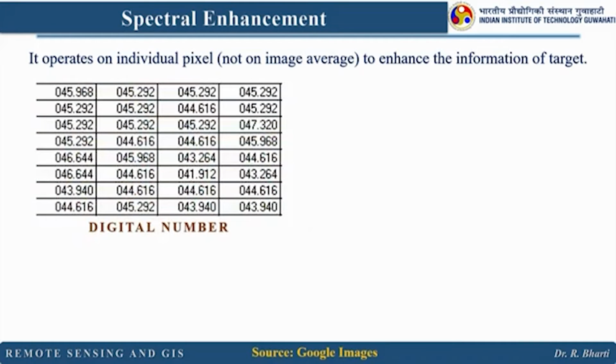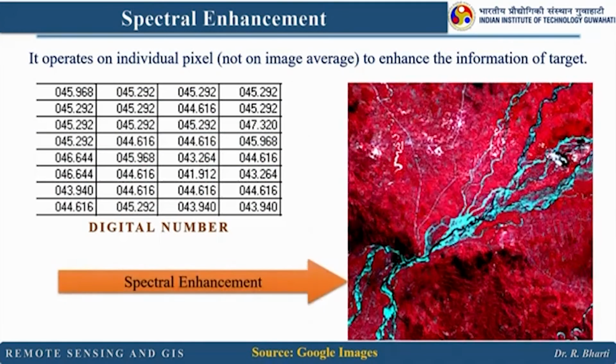Once you have the digital numbers, you can always play with them, because you have the numbers, you have the matrix, and you can use average, mean, median, mode. You have already used these in the previous lectures. Here we will use a few different techniques to enhance the spectral information of the target, and we will suppress the other targets. This is the beauty of spectral enhancement.